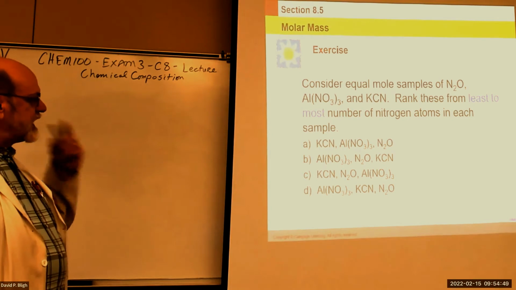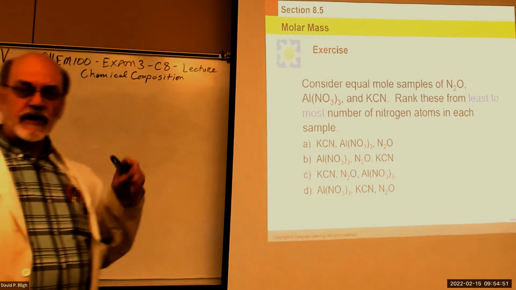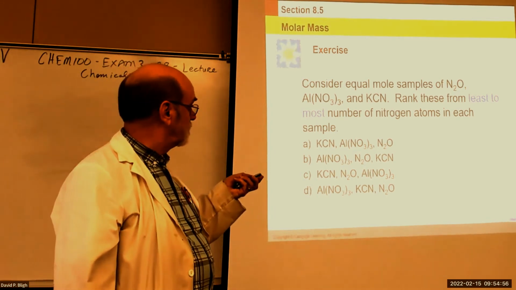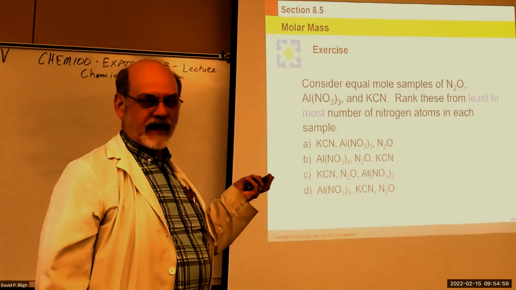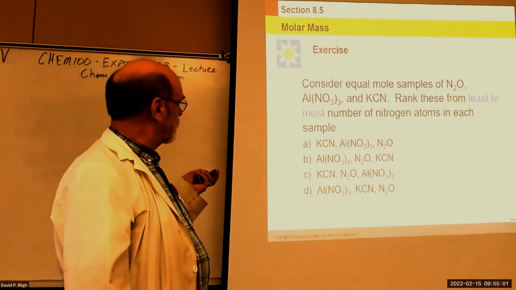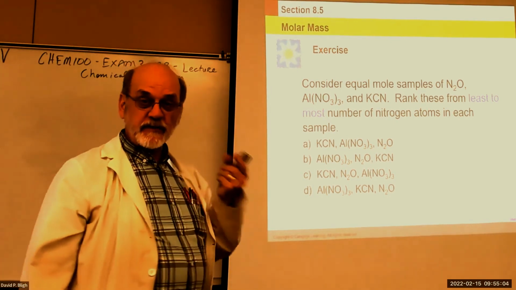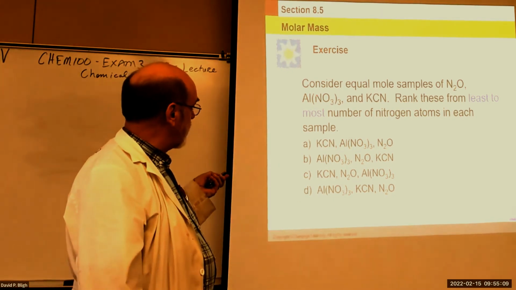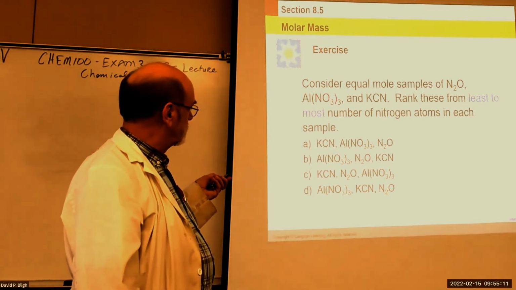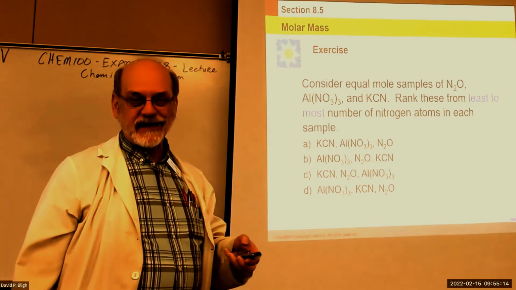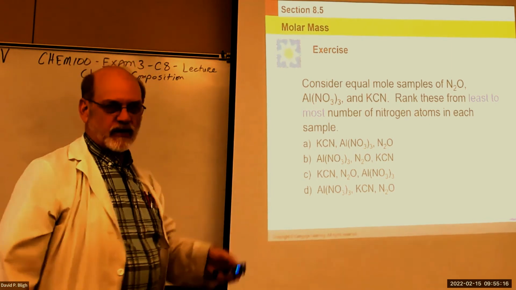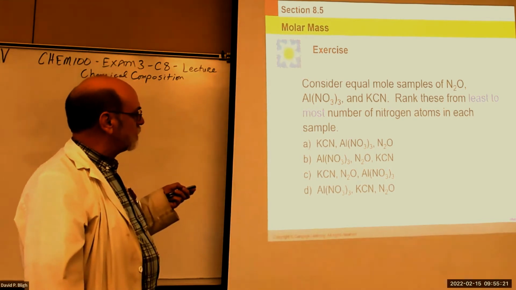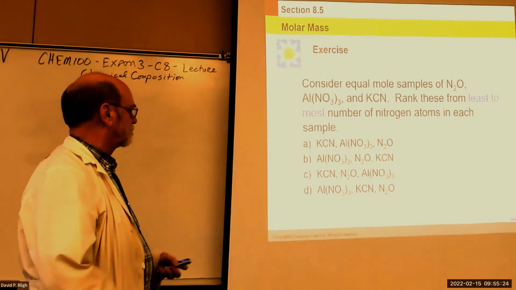We have equal moles of each of these compounds. Dinitrogen monoxide, nitrous oxide, laughing gas, aluminum nitrate, right? Aluminum has a 3+ charge, nitrate's a -1 charge, so you need 3 of them. And since it's a polyatomic ion, you have to use parentheses. And then potassium cyanide, every murderer's friend. Rank these from least to most number of nitrogen atoms in each sample.